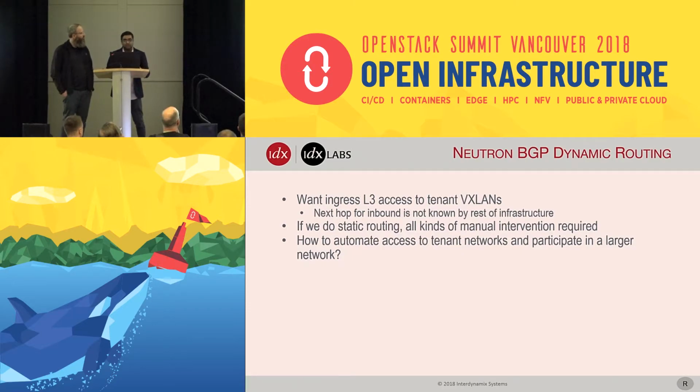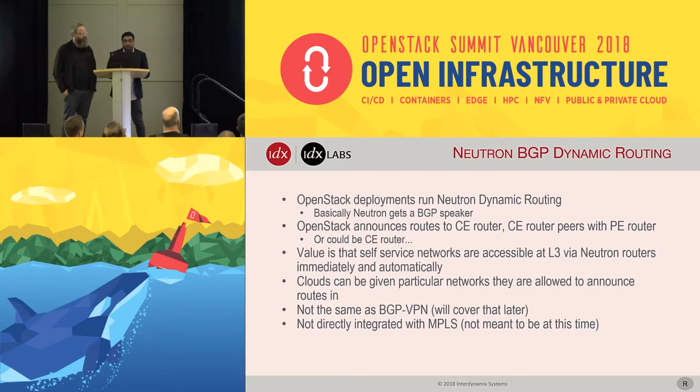The thing was, the next hop is unknown for the rest of the infrastructure. This problem could be solved by putting in static routing, but manual intervention was required. So we use this project to automate the access to the tenant networks, basically. In this project, Neutron gets a BGP speaker, which communicates with the rest of the BGP routers, kind of like a CE, and it talks to the PE routers and acts as a control plane.